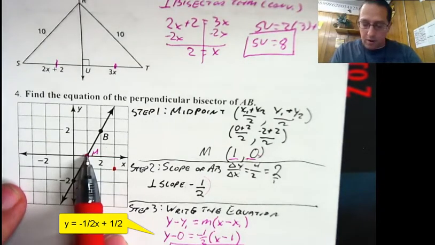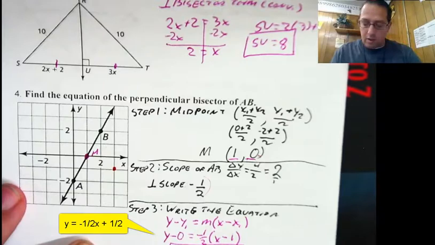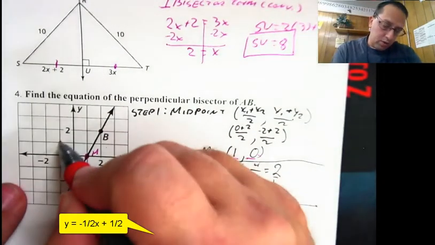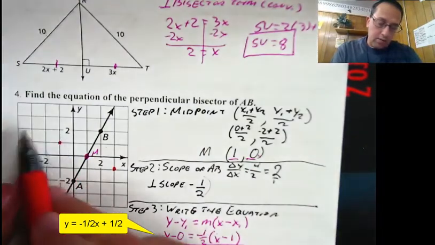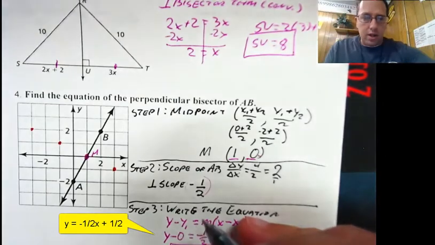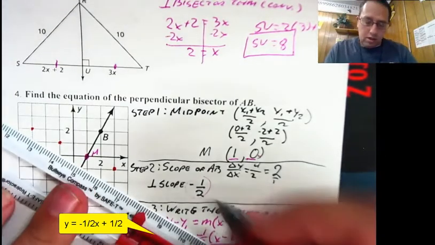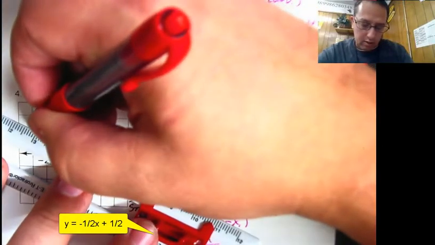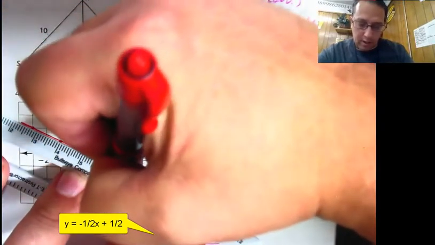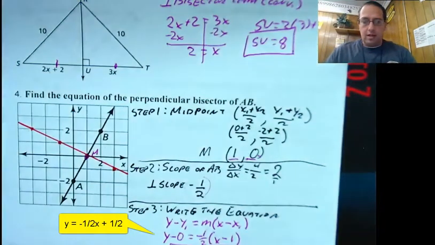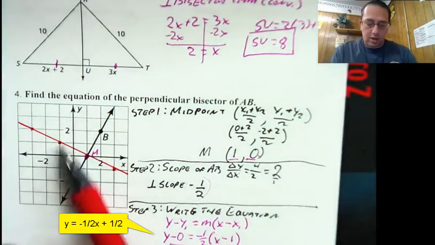So now I'm going to go backwards. So instead of going down 1 and right 2, I'm going to go up 1 and left 2. Puts a dot right there. Do that again. Up 1 and left 2. Puts a dot right there. Grab a straight edge. Never freehand anything. Always use a straight edge. And that gets us this line here. And there we go. That is our perpendicular bisector. As you see, it has opposite slopes.